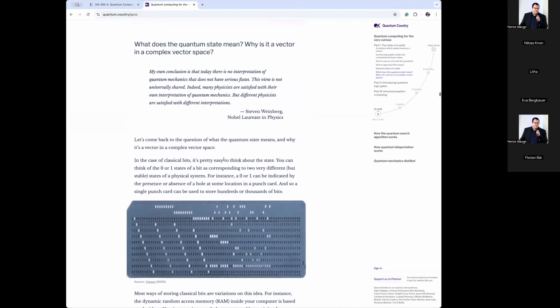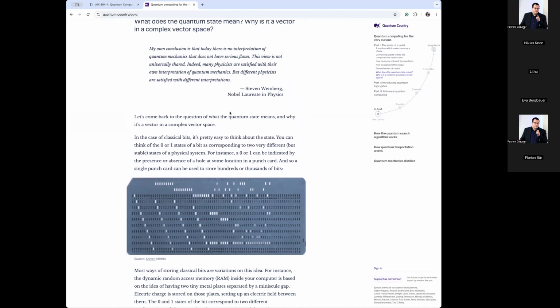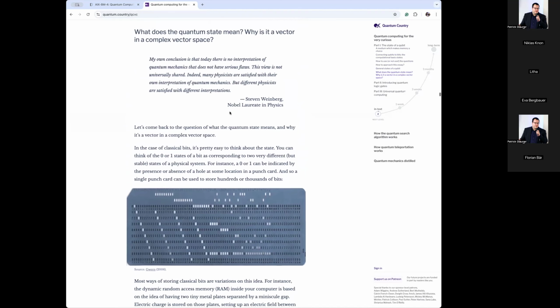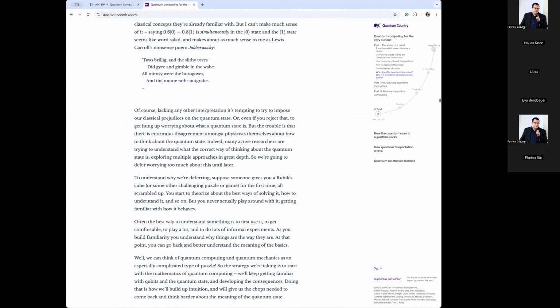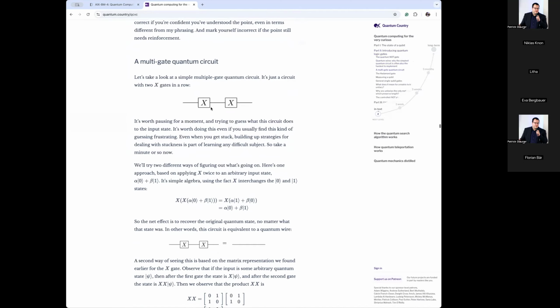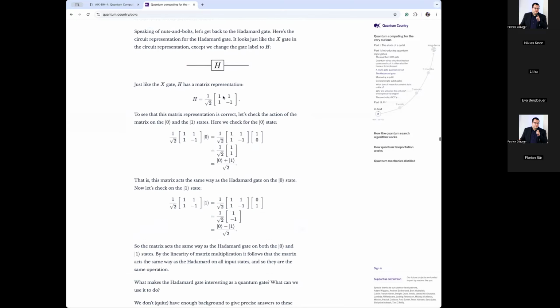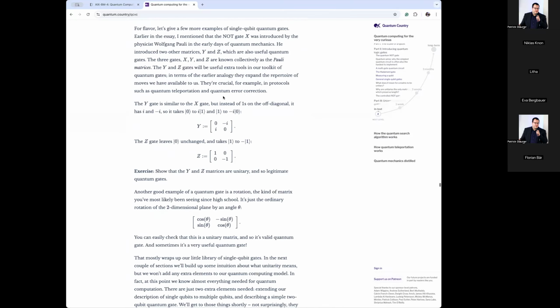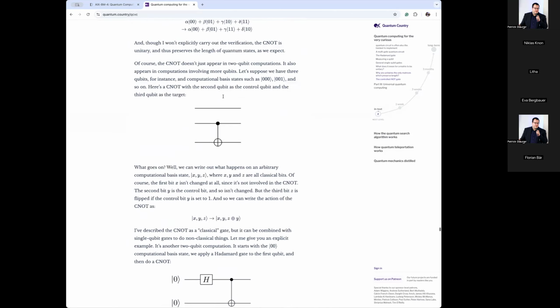And the next part is, what does the state mean? Why is it a vector in a complex vector space? We had seen before, we want to generalize probability theory, and for this, we need complex numbers. In here, you find some other explanations for this. You see various gates like the NOT gate and so forth. So feel free to read this essay.